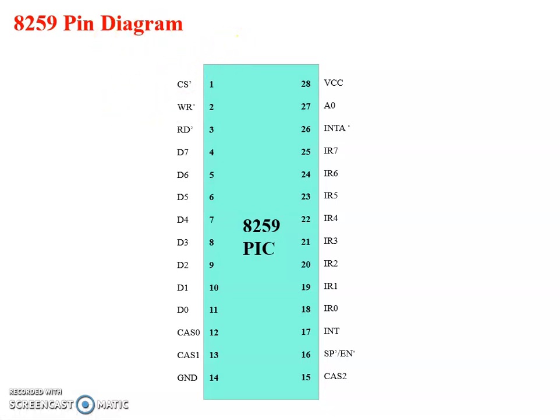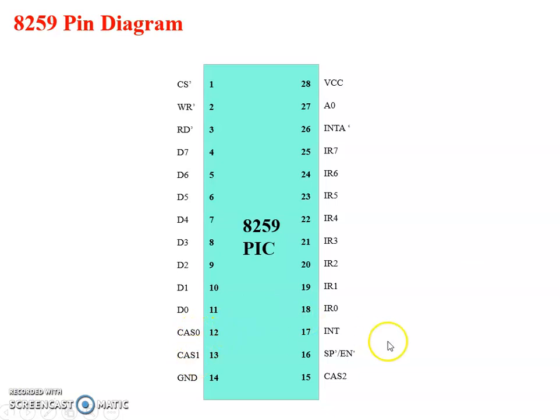Then next is CS bar, chip select. It is an active low input pin which is used to select the IC. So when CS bar is equal to 0, then this 8259 will be selected.